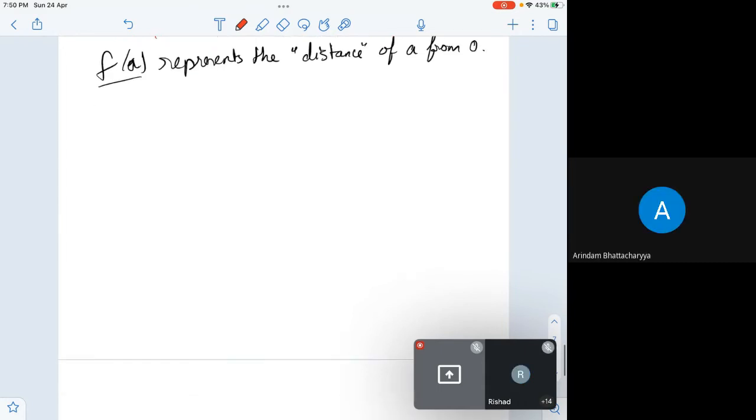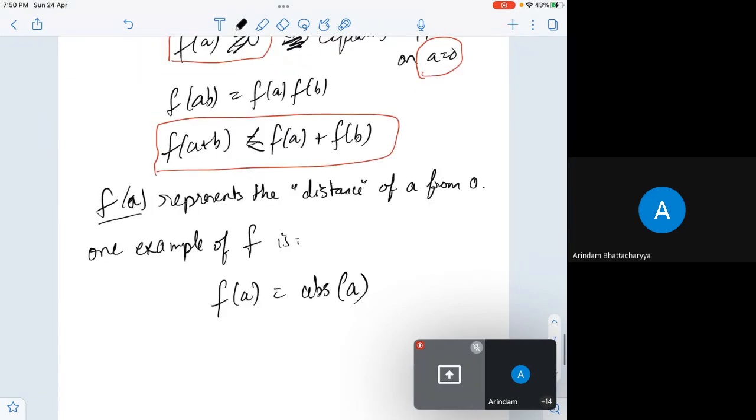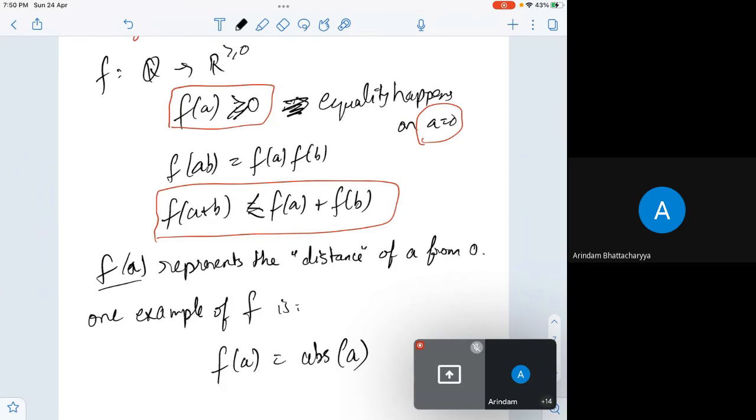Okay, so one example of a distance function is just the absolute value of A, right? That satisfies all of these properties. It's greater than or equal to 0 unless A is 0, and it's multiplicative and it satisfies the triangle inequality. The thing we want to know is, are there other distance functions on Q which are very different from this?